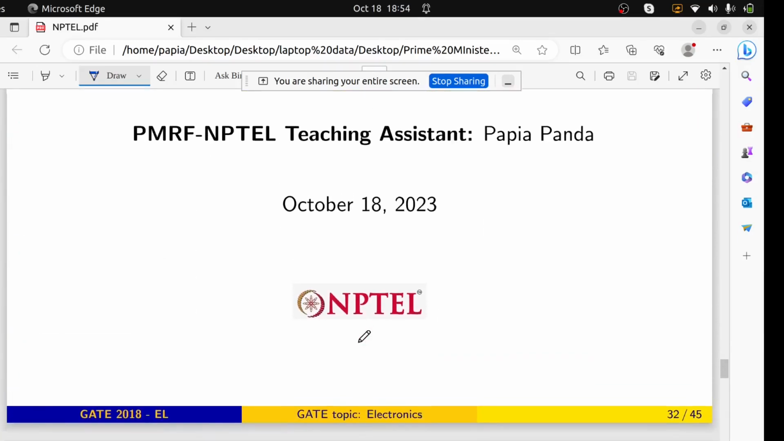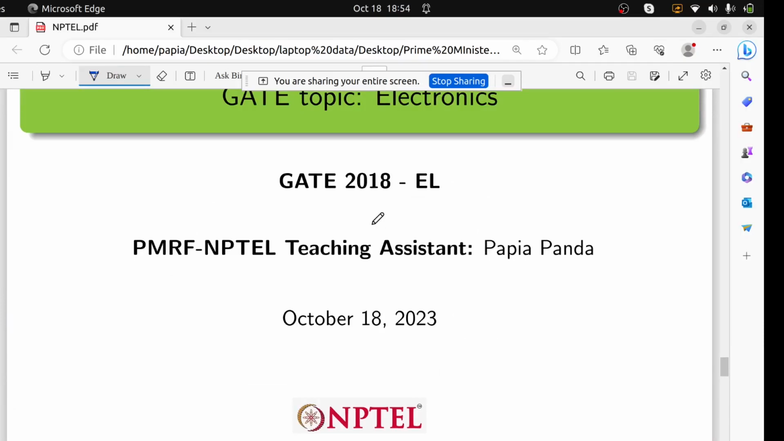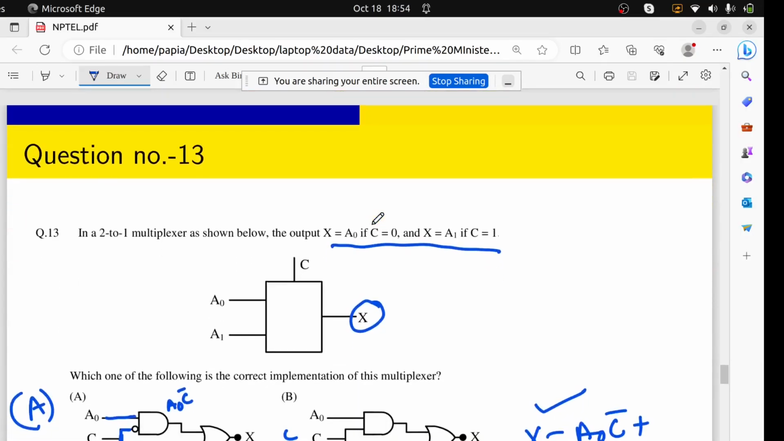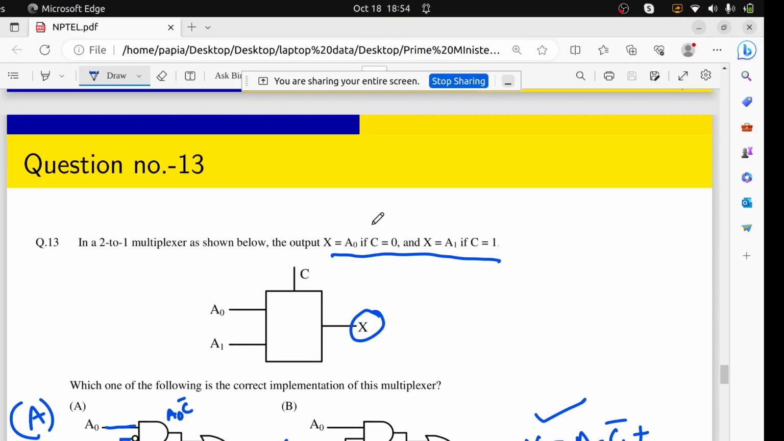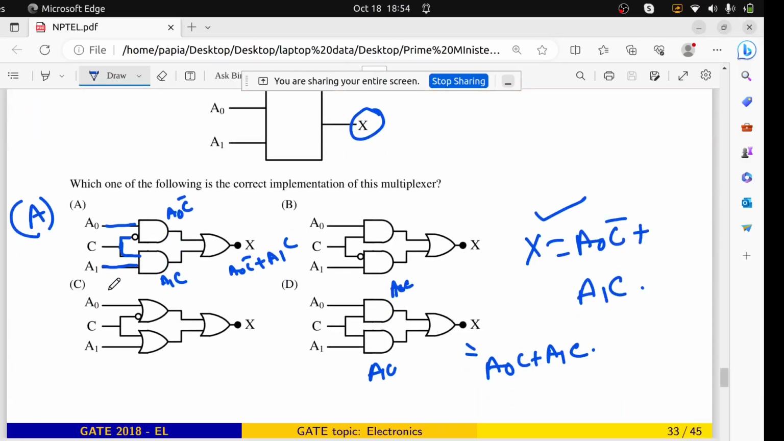Now this is the last question. It is taken from the GATE 2018 question paper, and the question is, oh no, this is not the last one, this is the 5th one. It is question number 13, in a 2 to 1 multiplexer as shown below, the output x is a0 if c is equal to 0 and x is a1 if c equals 1. Inputs a0, a1, c, and the output is x. Which one of the following is the correct implementation of this multiplexer? We did that one and we got the answer that A will be the correct option, where the output will be in the form a0 c bar plus a1 c.